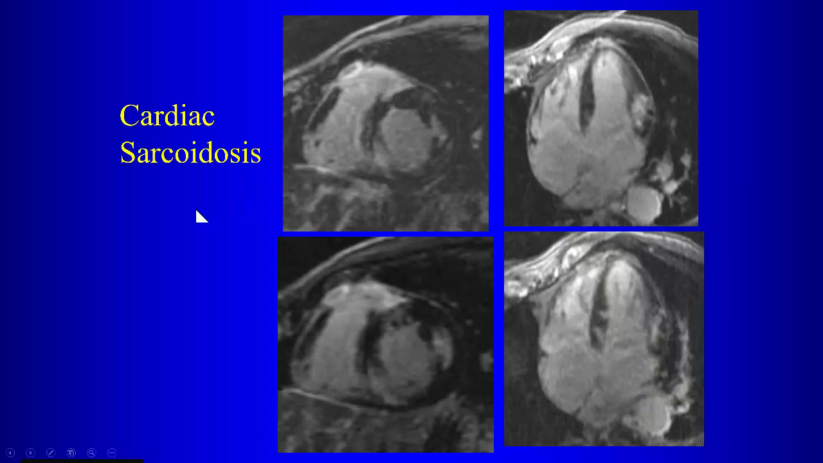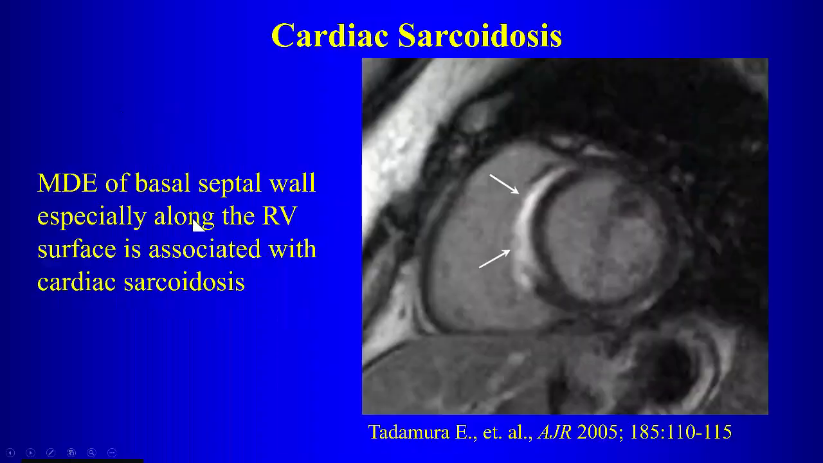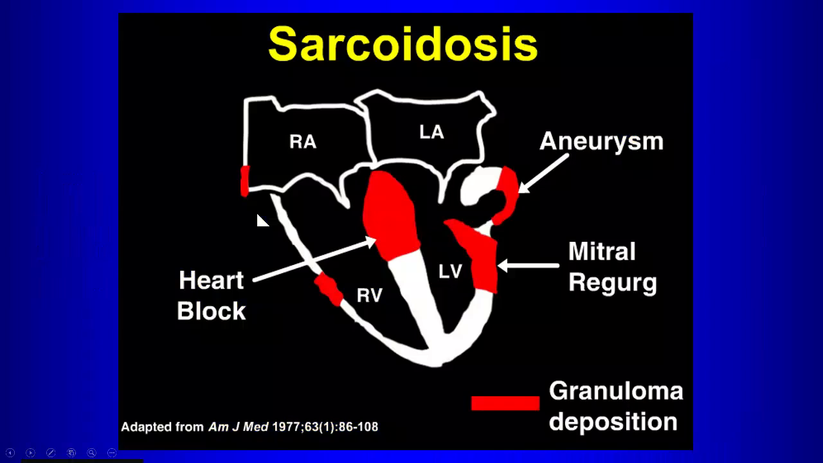Okay? So one thing that has been described for sarcoid is this pattern of enhancement along the interventricular septum, especially more towards the right ventricle. So this has been described with sarcoid. It's supposedly a characteristic feature, but it doesn't always happen.